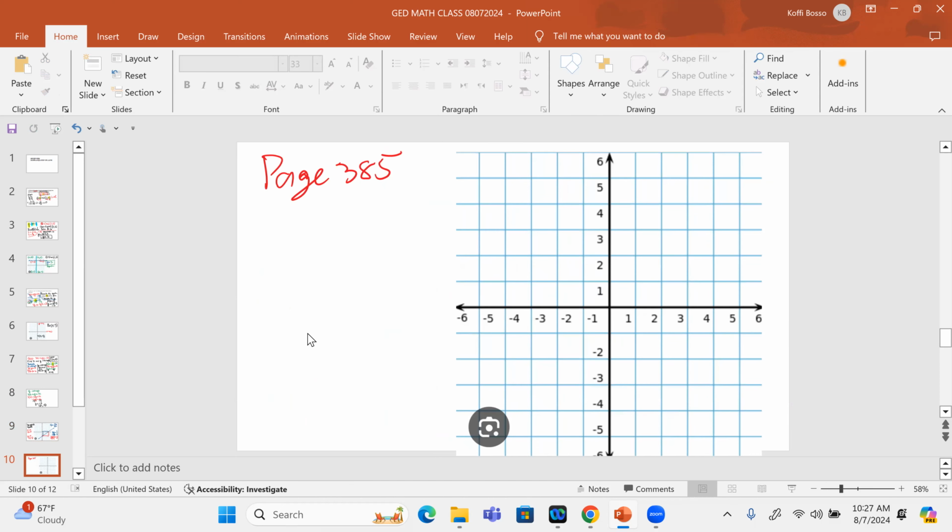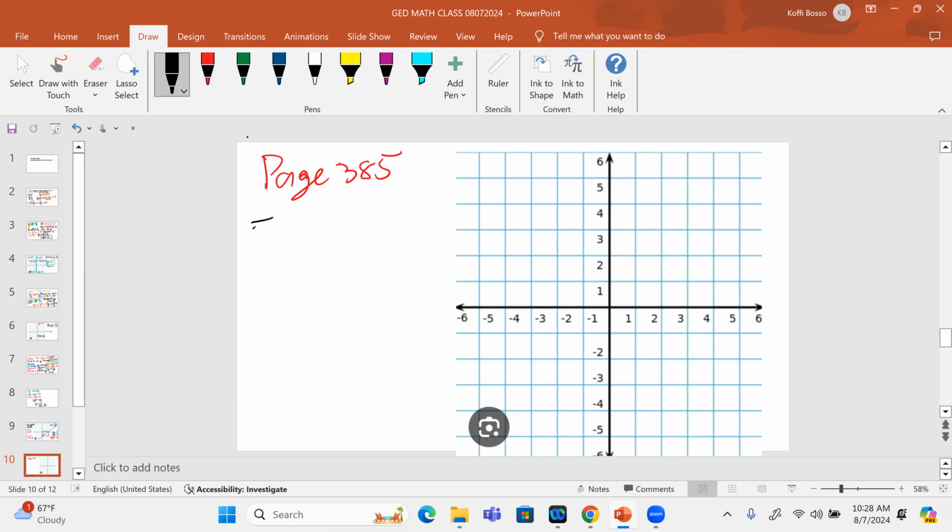Page 385, Question 13. They give you 2 points, right? 2,4 and 4,6. Here we need to use the slope formula, but I will not use that. I want to use something different. Let's say we want to plot 2,4. In which quadrant are we going to have 2,4? In the first quadrant. So 2,4 is somewhere here.